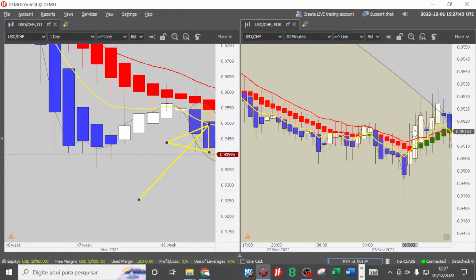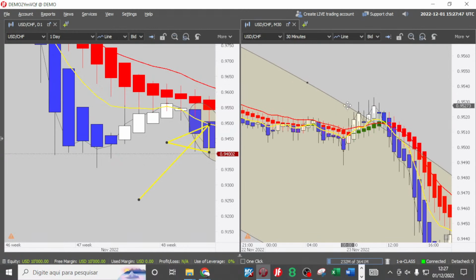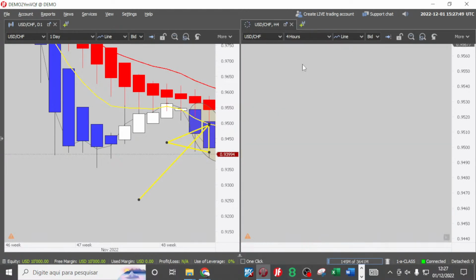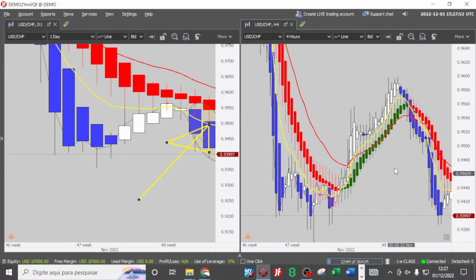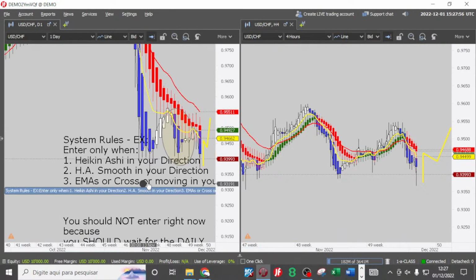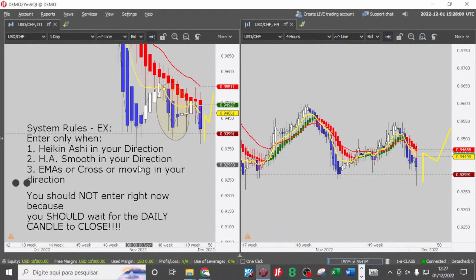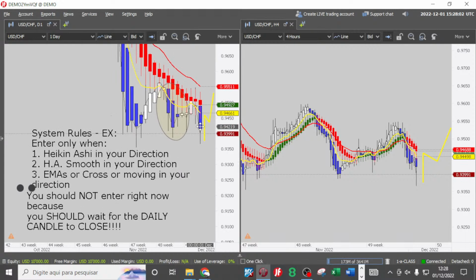From the Heikin Ashi, then you would need to wait and enter accordingly to the rules. For our chart. Okay, everybody. So no, you cannot enter right now, you need to wait, everybody.